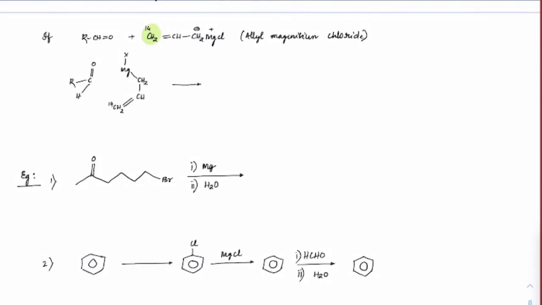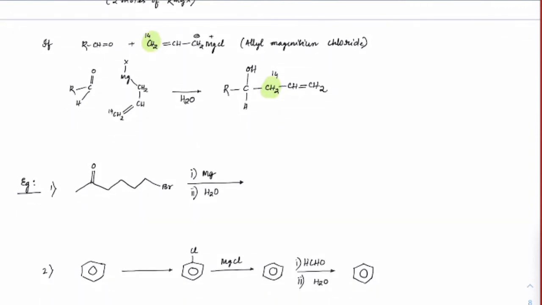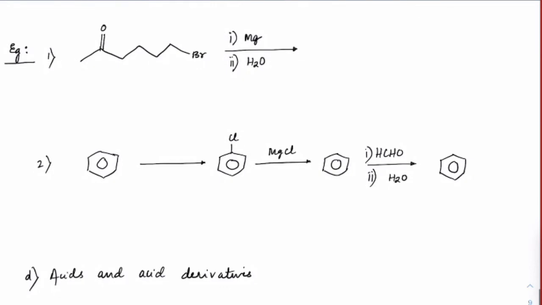Got it? So what has been found is that we have R, C, OH with hydrolysis. I am writing, we'll have H, and this has become CH2, CH double bond CH2. This has become the major product because this has been the carbon 14 attached. That's why this 2 mole mechanism is more accepted. Now how is the reaction happening? The lone pair present on oxygen is attacking this magnesium. This bond is becoming a double bond here, and this bond is attacking the carbon. Note that.